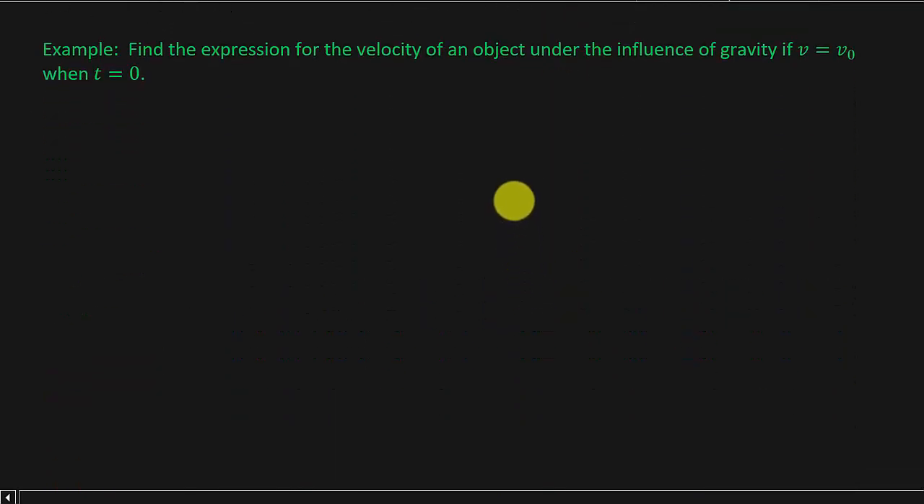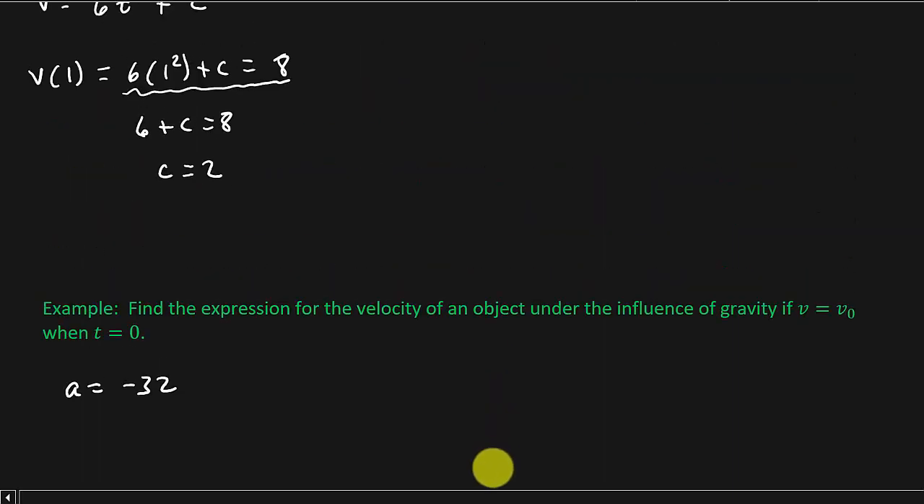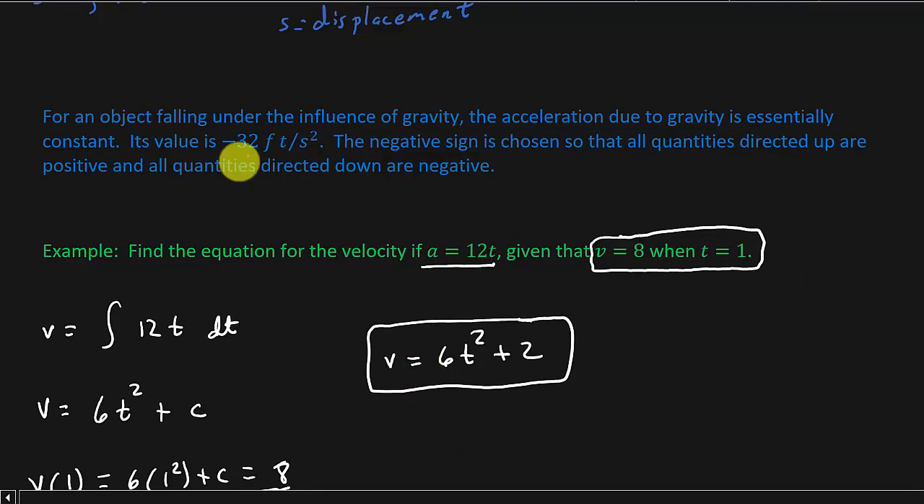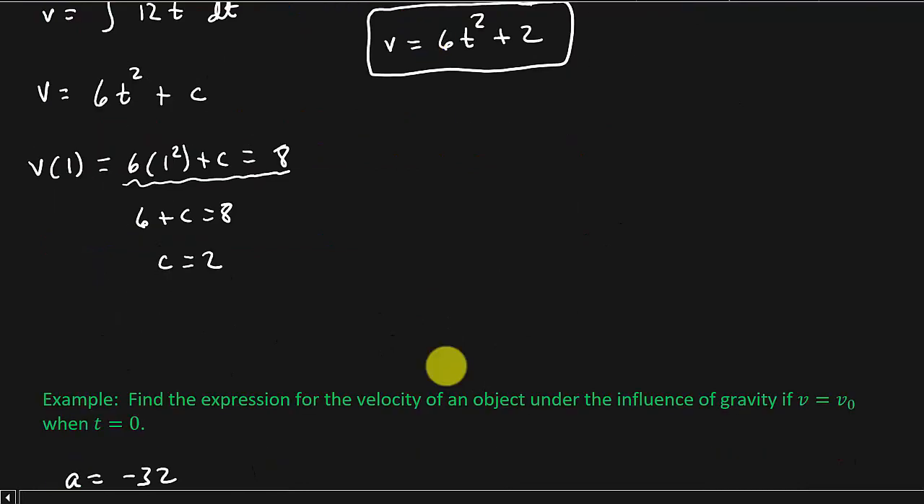All right, let's look at this one. It says find the expression for the velocity of an object under the influence of gravity if v is equal to v naught when t is equal to 0. So the object is under the influence of gravity, which tells us the acceleration is negative 32 feet per second squared. Remember, that's from up here. That's where we're getting that.